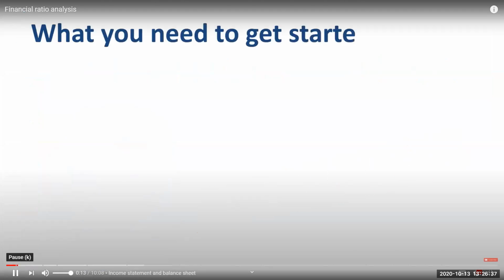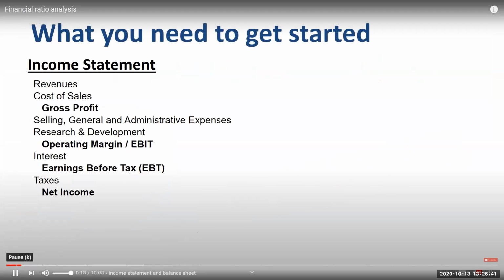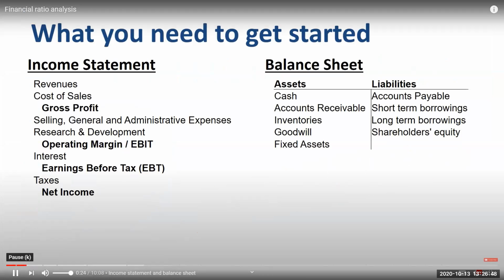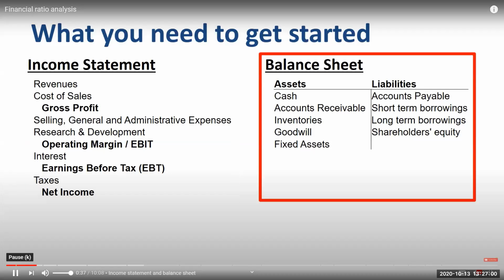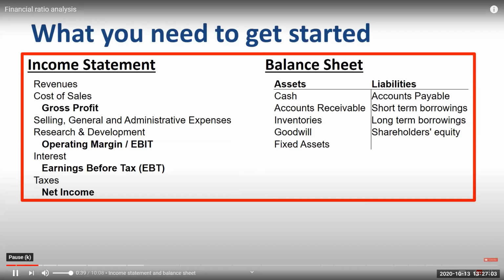What do you need to get started on a financial ratio analysis? You need an income statement, the overview of how much profit a company made during a year. You also need a balance sheet, an overview of what a company owns and what a company owes at a specific point in time. We will start off with financial ratios that only focus on the income statement, then look at financial ratios that only focus on the balance sheet, and end with powerful financial ratios that combine information from the income statement and the balance sheet.